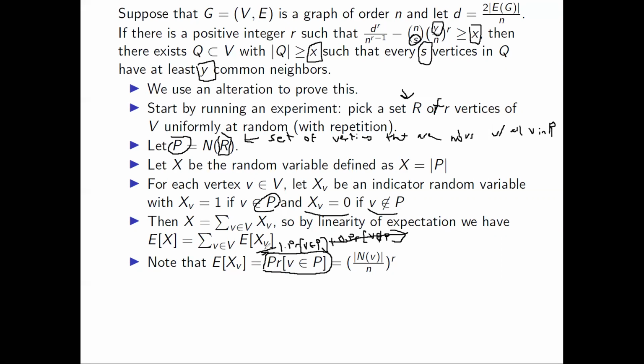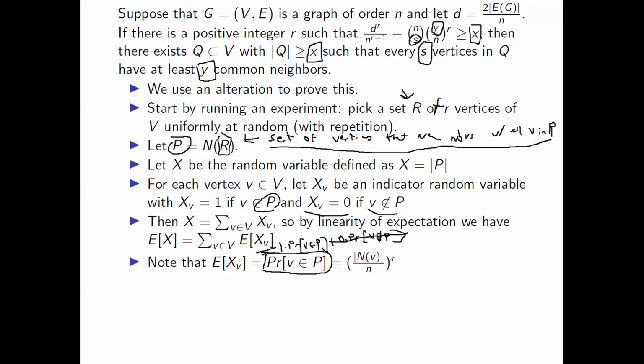And we can see the probability that v is an element of P. So we can think about that. And we note again up here that P is defined as the set of vertices that are neighbors with all vertices in R. So the probability that v is an element of P, in order for v to be an element of P, it means that every vertex that we draw in R must be some neighbor of v.